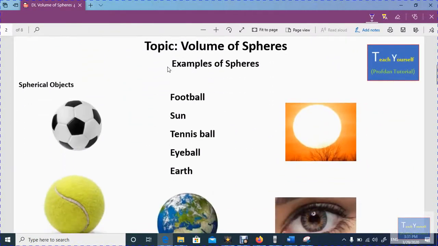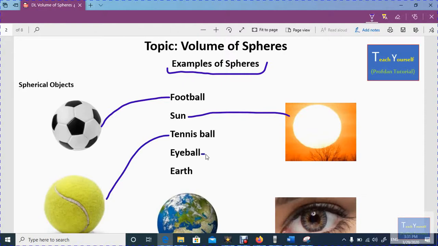Examples of spheres. I am very sure you are all familiar with this, a football. You've all seen the sun before, a tennis ball. Everyone has an eyeball, and where we live, planet Earth. All these are examples of spheres. Some call it a circle, but it is not a circle. There is a difference between a circle and a sphere. Both a circle and a sphere are round in shape, but what is the difference?